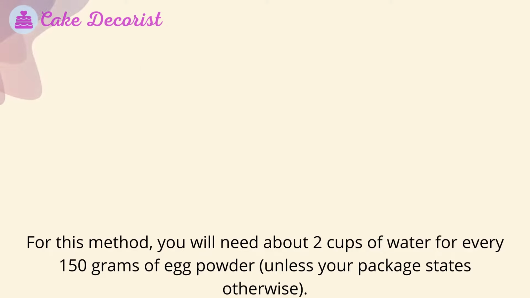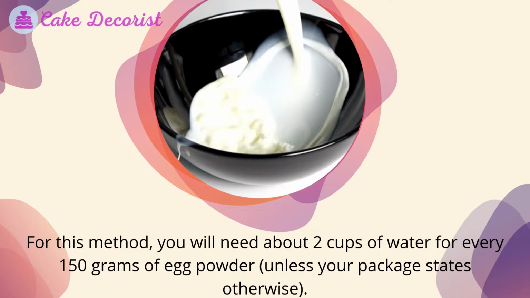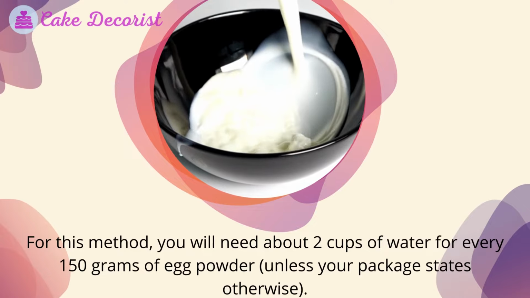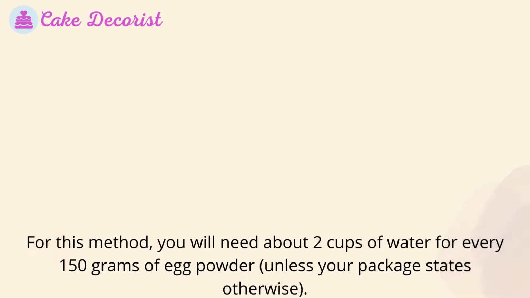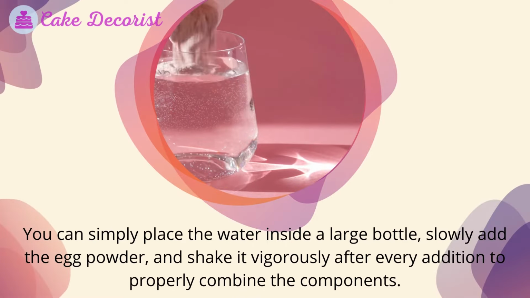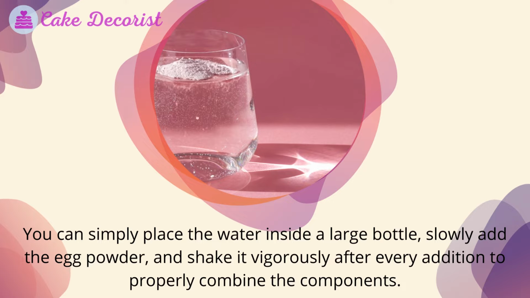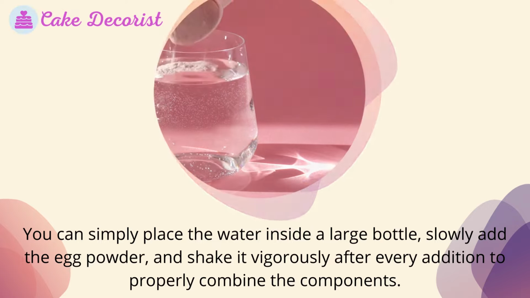Powdered liquid egg recipe. For this method, you will need about 2 cups of water for every 150 grams of egg powder, unless your package states otherwise. You can simply place the water inside a large bottle, slowly add the egg powder, and shake it vigorously after every addition to properly combine the components.